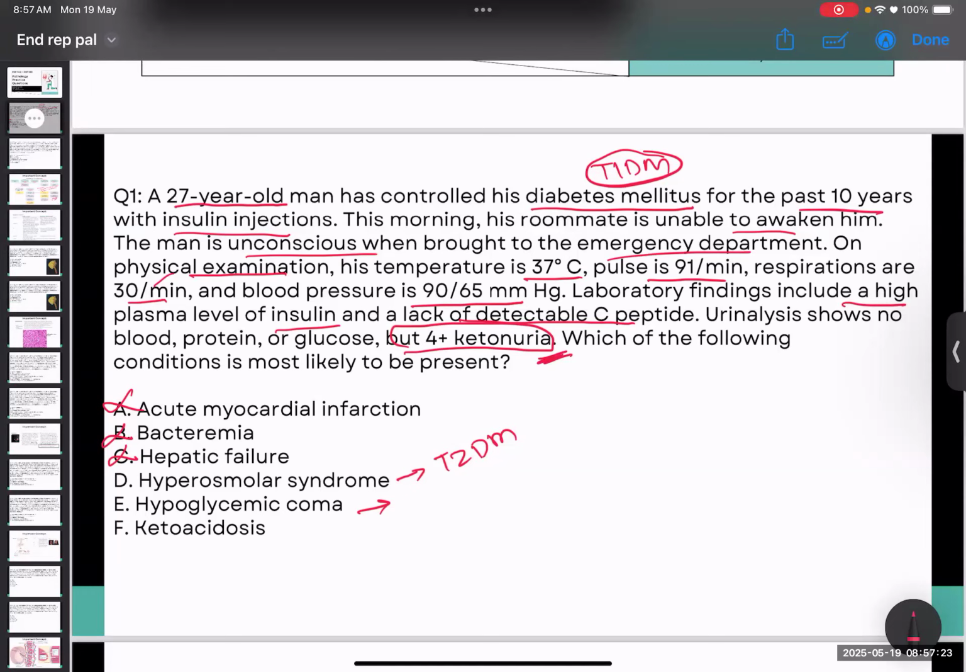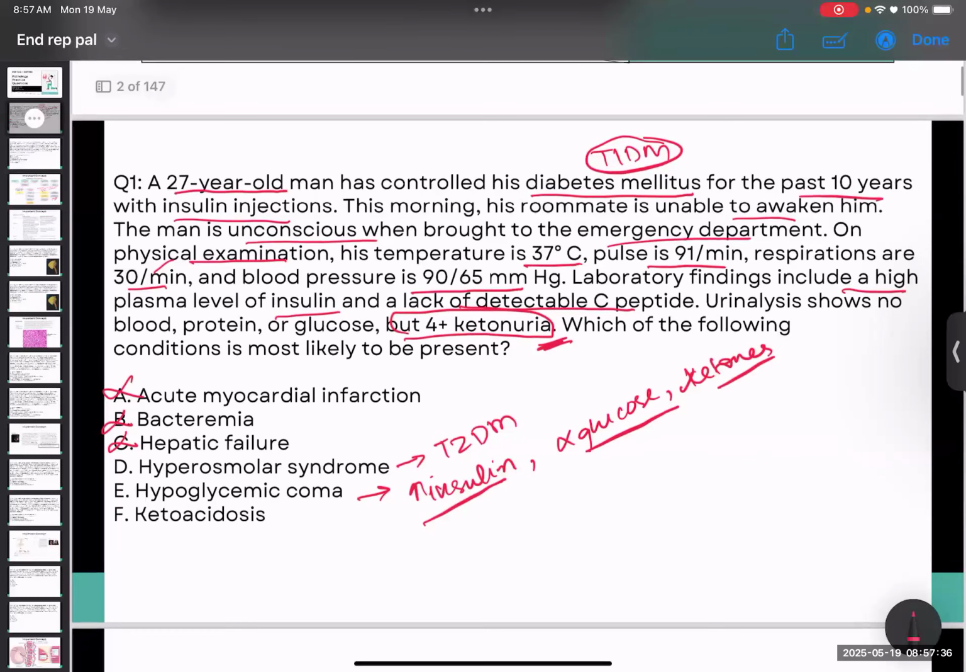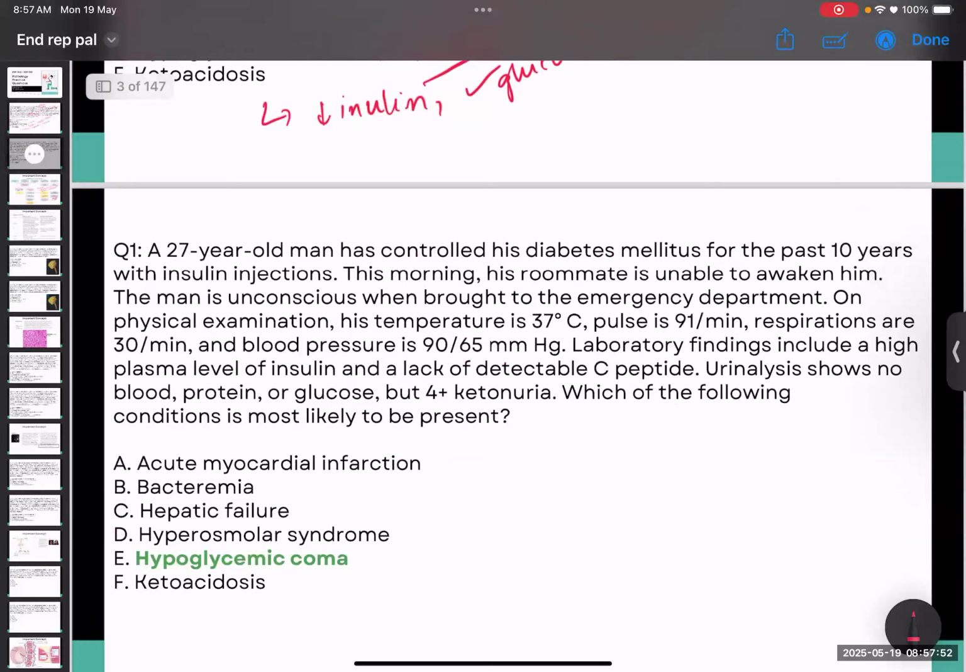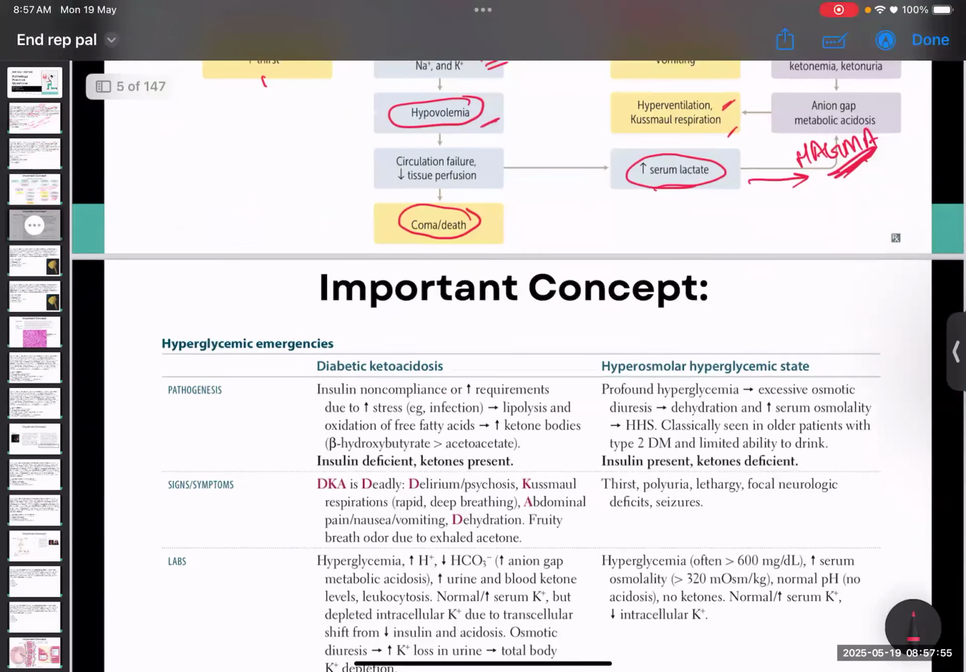But in hypoglycemic coma, you're going to see a lot of insulin, and you're going to see no glucose in your blood or urine, but you will see ketones in your urine and blood. Okay, so ketones are going to be there, insulin's going to be really high, glucose is not going to be there. In ketoacidosis, there's going to be no to little insulin, high glucose levels, and high ketone levels. From the lab findings, we know that this patient is definitely in a hypoglycemic coma rather than ketoacidosis. Okay, so that was that.